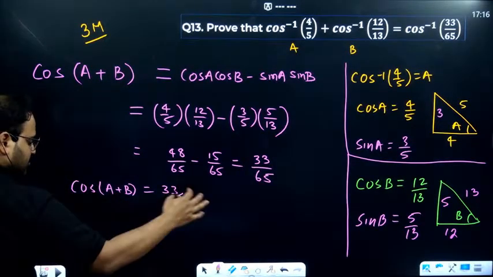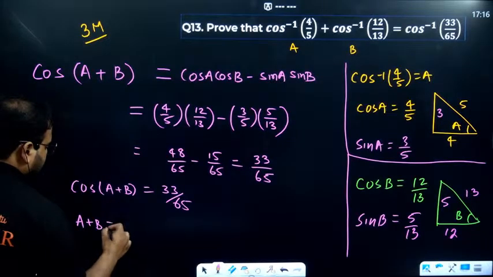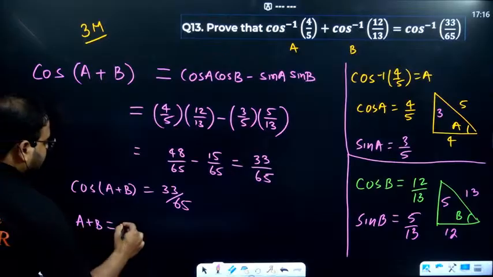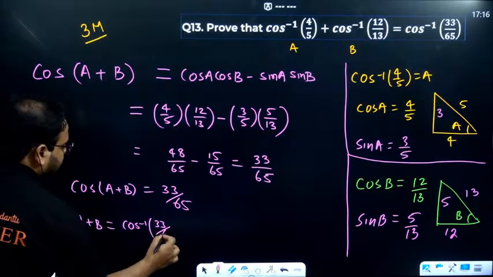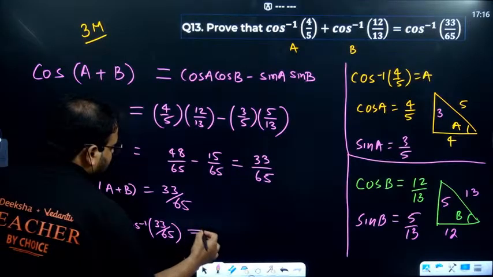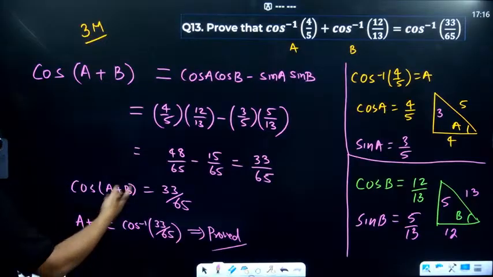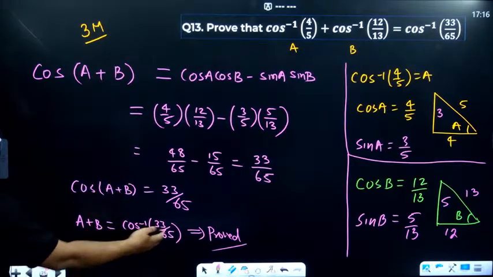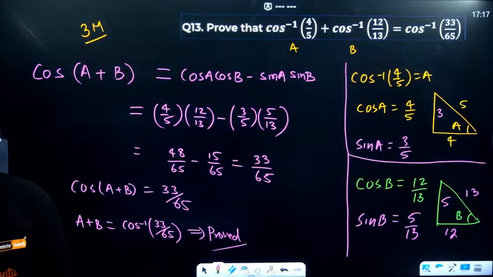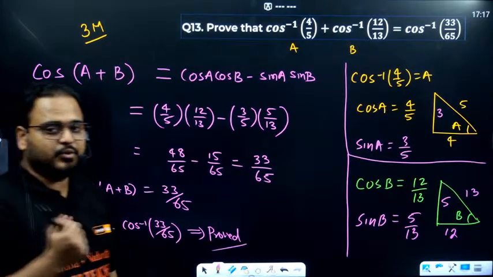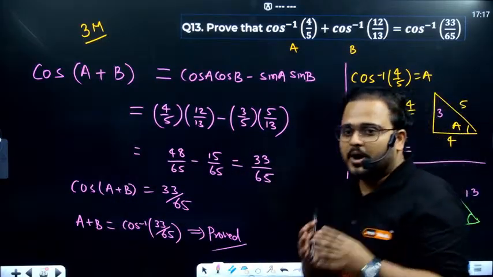So if I take cos inverse on the entire thing, I'll get simply A plus B over here, because cos inverse of cos is the angle itself, and this becomes cos inverse of 33 by 65. Check it carefully. This is what we were looking to prove: the sum of the angles A plus B, which is cos inverse of 4 by 5 and cos inverse of 12 by 13, is this value, cos inverse of 33 by 65. This right here is a 3 marker question.